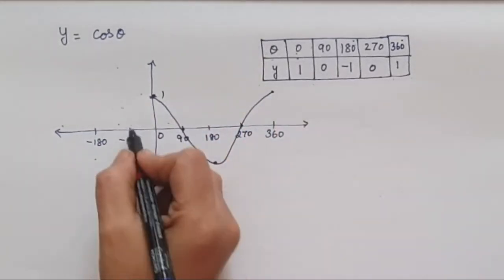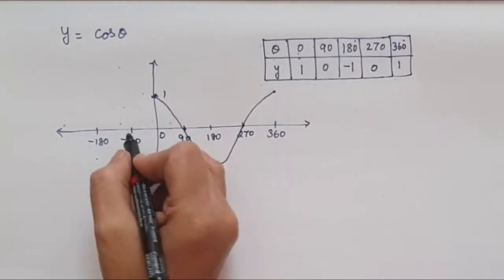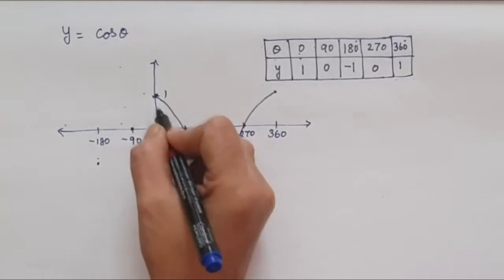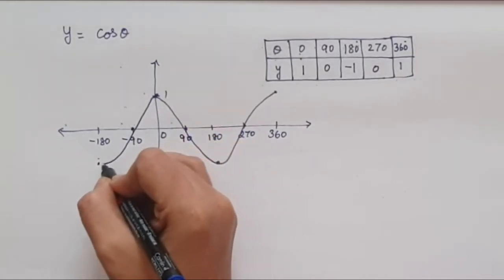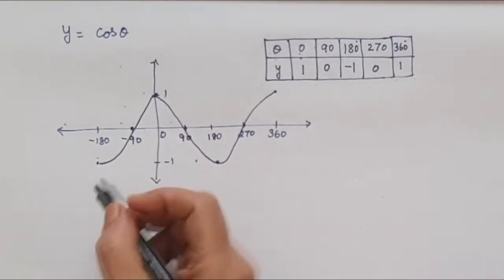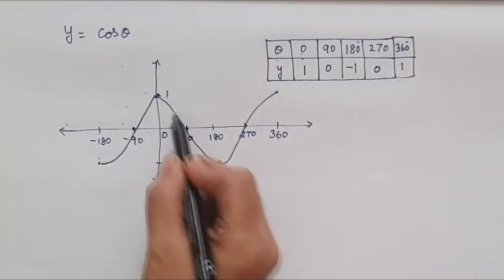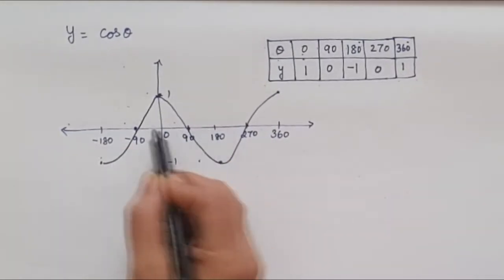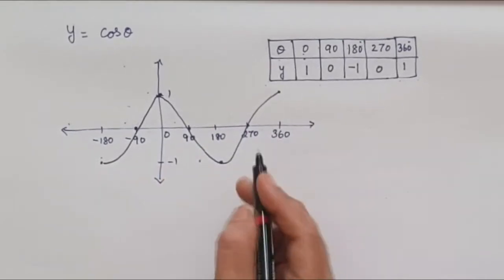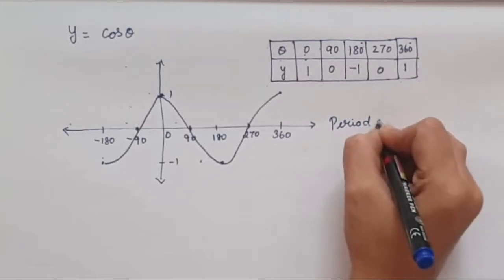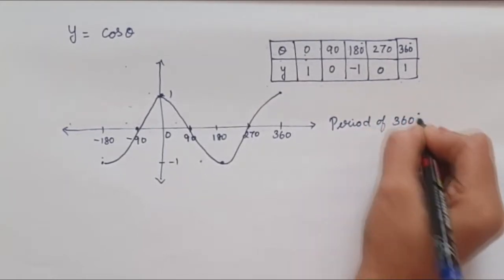And then if I extend further, minus 90 will give us 0 and minus 180 will give us negative 1. So our curve will be like this. Again, when we check, for every 360 degrees, see this part, the curve gets repeated. So this cos curve also has a period of 360 degrees.